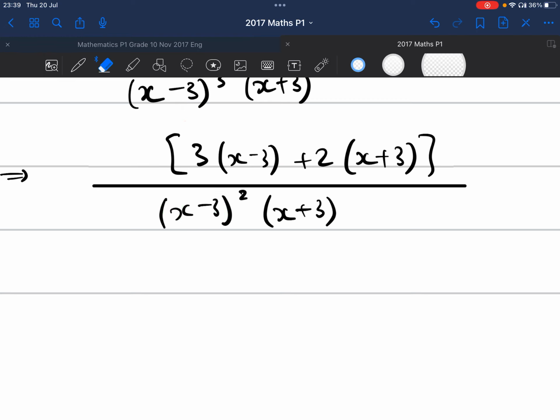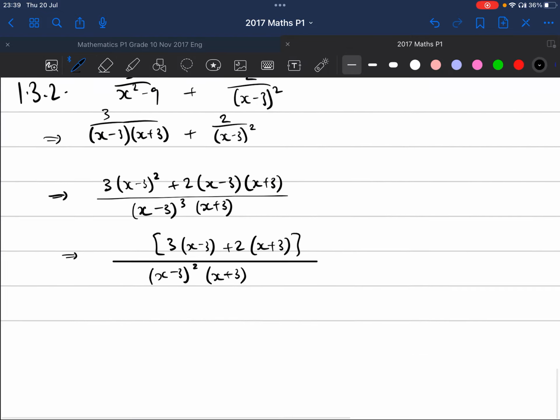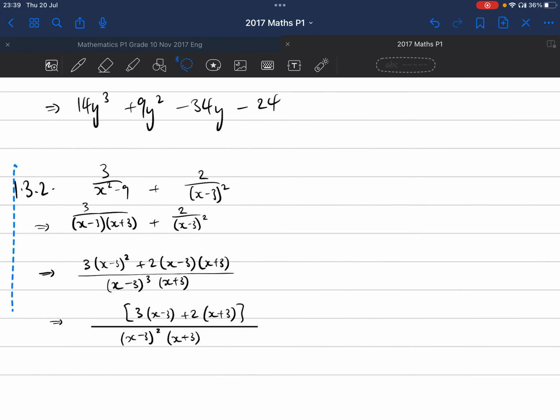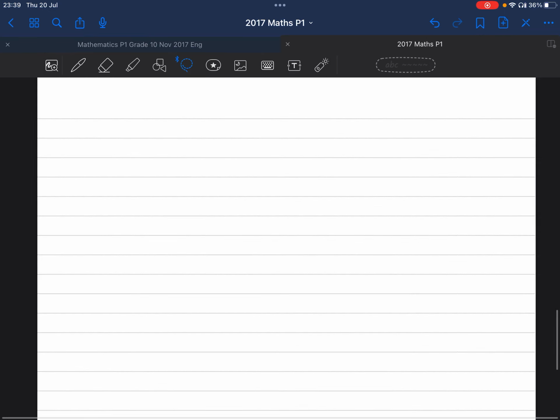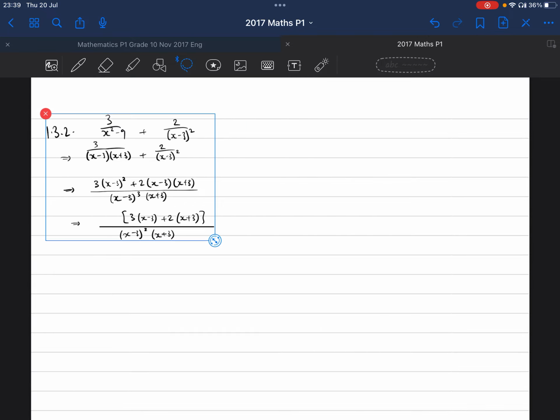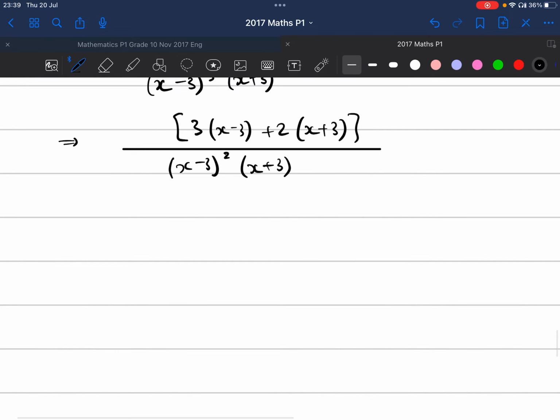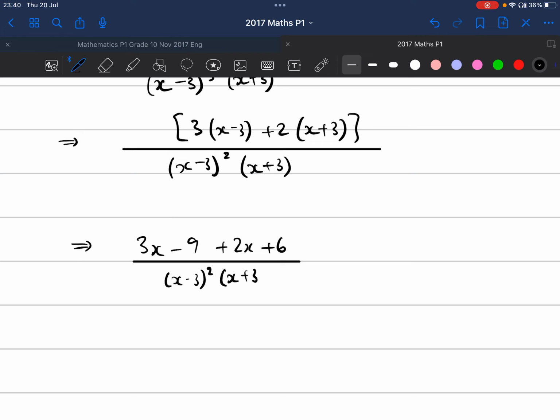Okay, cool. Now let's go back to the top. I'm just going to move this down so we get some space. Okay, now if we go back to the numerator here, we can just multiply out everything in the brackets there to simplify it. So we'll have 3x minus 9 plus 2x plus 6 all over x minus 3 squared x plus 3.